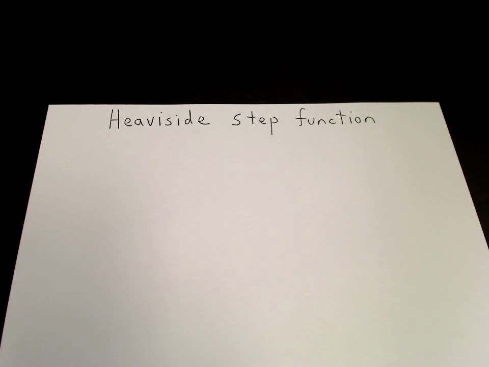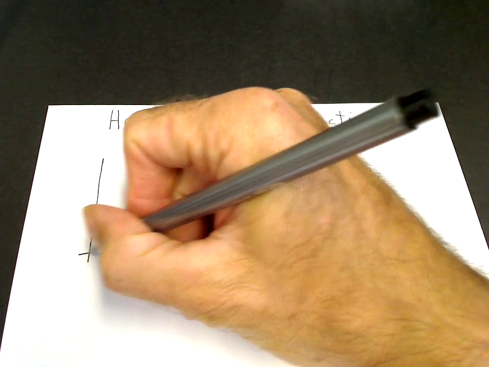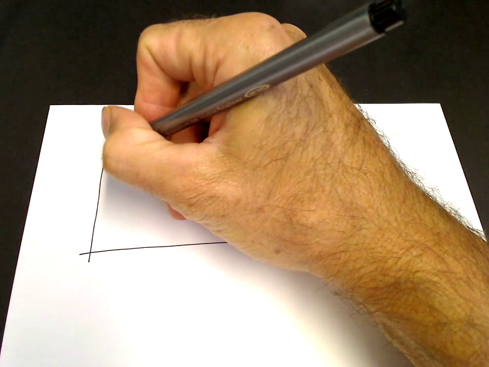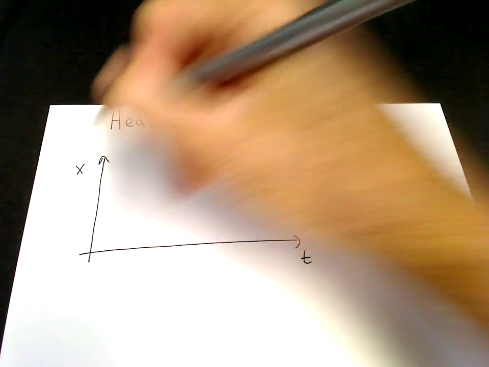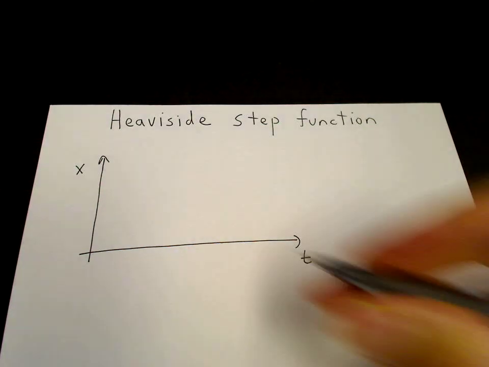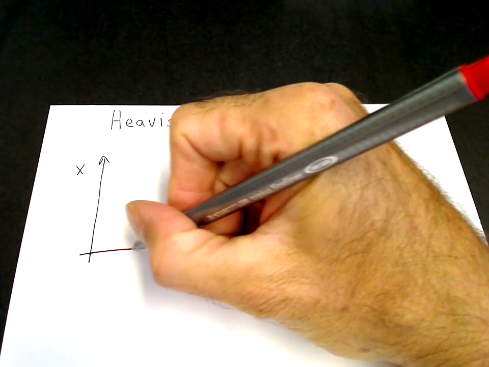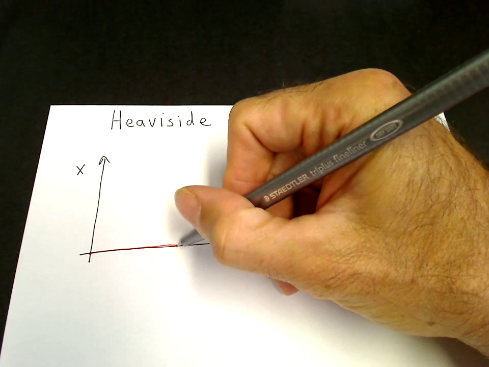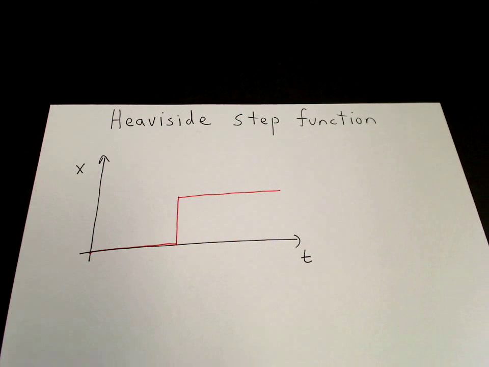In this video, I'll talk about the Heaviside step function and its Laplace transform. So let's look at what is the Heaviside step function. If this is t, x versus t, we can draw a picture of the step function starting at t equals 0. It's 0 over the initial range, then comes up, and then is equal to 1.